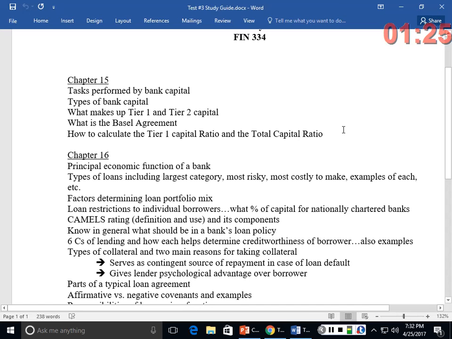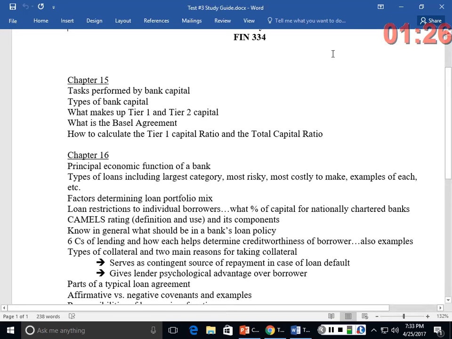So there's a formula there. Tier 1 capital ratio is Tier 1 capital divided by risk-weighted assets. The total capital ratio is Tier 1 plus Tier 2 divided by risk-weighted assets. And you're given all those numbers, so it's not really a difficult calculation to make.